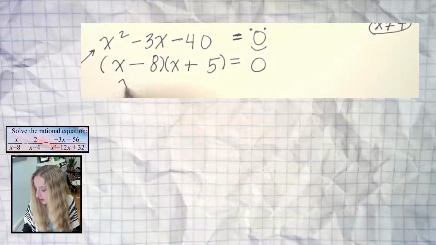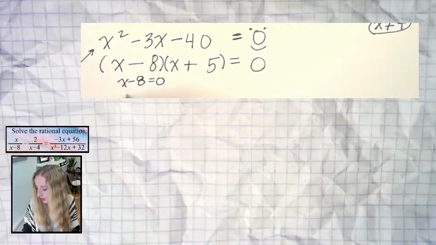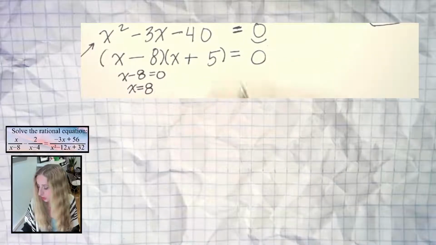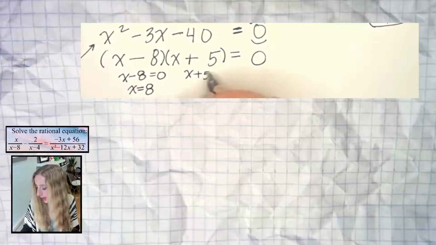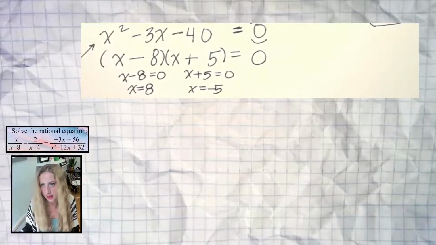To finish solving this example, we're going to implement that zero product property. We're going to set each factor equal to 0. So I'm going to get x equals 8 as one solution. And we're going to get x is equal to negative 5 as another solution.